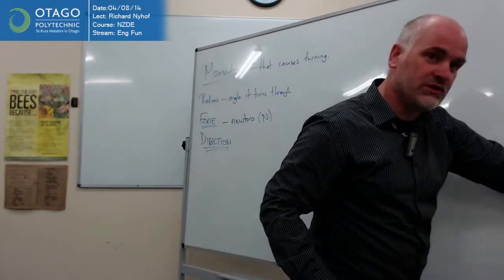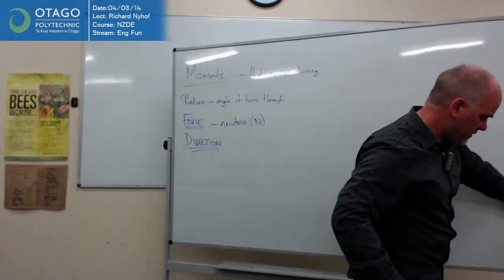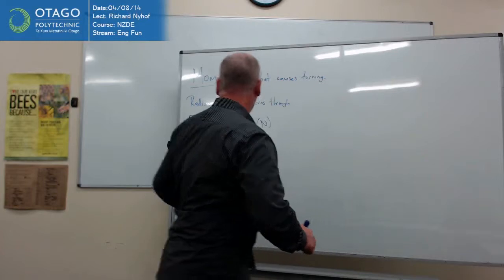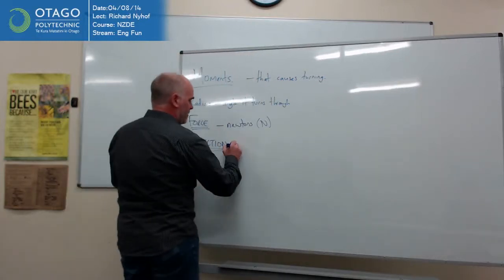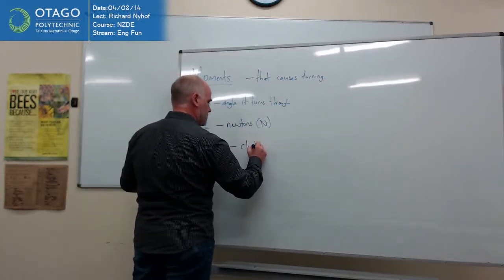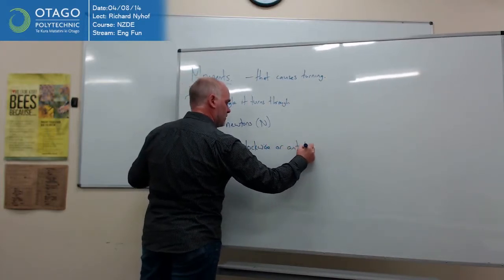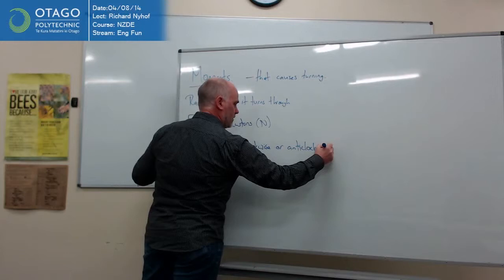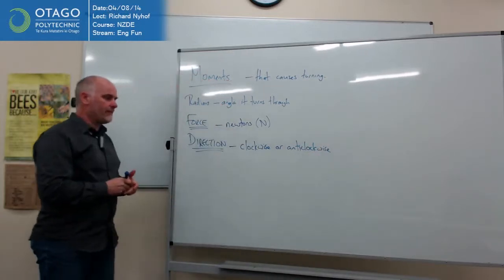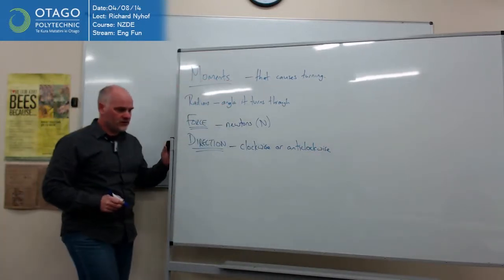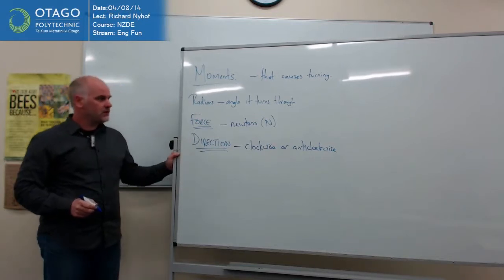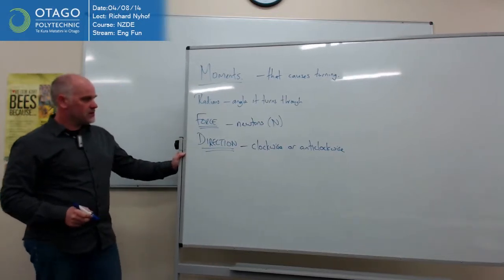Clockwise and anti-clockwise is the normal way we measure direction when we're talking about moments. So we normally think about whether it's going to turn clockwise or anti-clockwise. It's definitely the way we normally think about direction when we're doing moments. Cool.